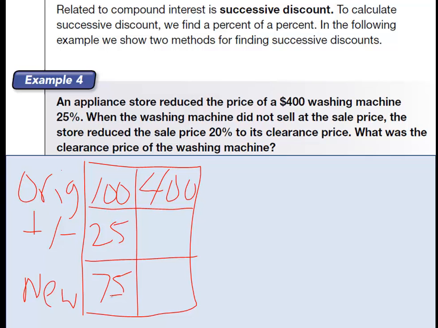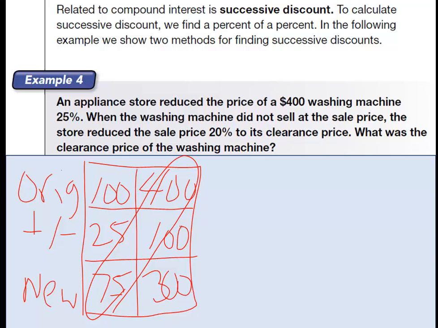I'm going to take up my calculator here and cross multiply 400 times 75 to find out what the price of the machine is now after the 25% discount. 400 times 75 equals 30,000. I divide that by 100, and I get $300. So my new price is $300, and it was discounted $100. You know that because 25% is a fourth, and a fourth of 400 is 100. You could have done that, right?